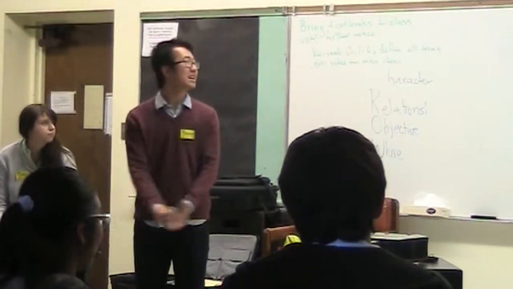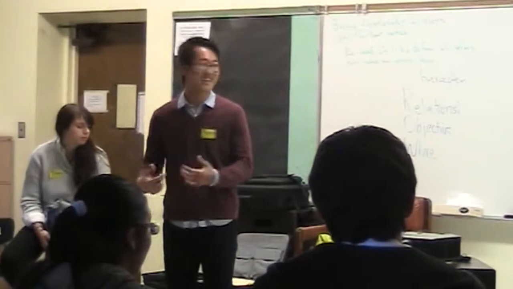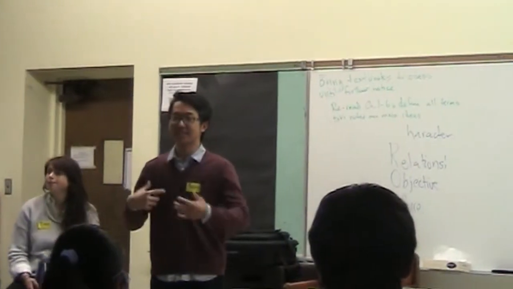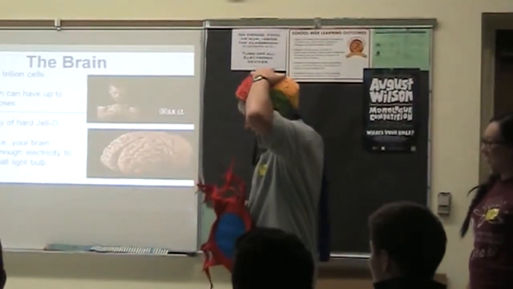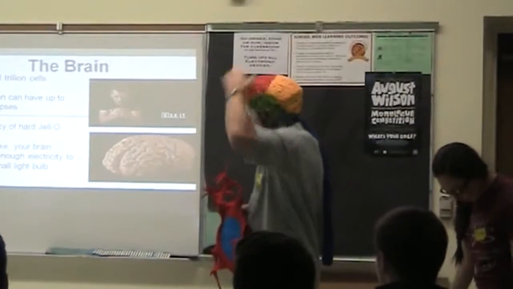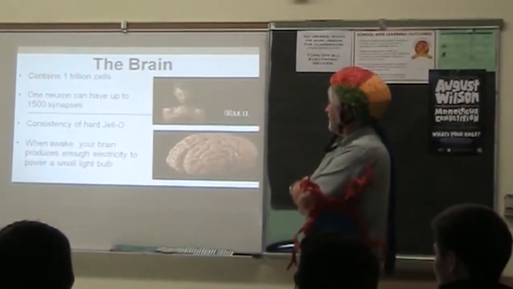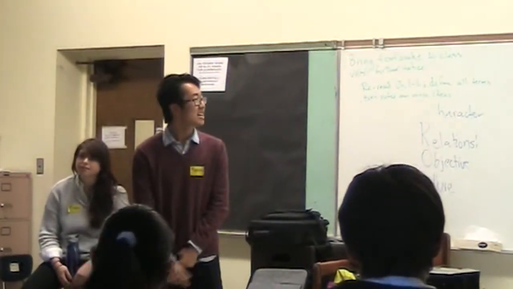So some facts about the brain. The brain contains 1 trillion cells, and that's a lot. And one neuron, or the building block of the brain, can have up to 1,500 synapses. And synapses are connections that different neurons have with each other. So one neuron can have 1,500 connections. Another thing is that the brain has the consistency of a hard jello. So you'll see later on when you break out into different groups that if you want to touch it, you'll see that it has a consistency of a hard jello. And last thing, a fun fact is that when you're awake, your brain produces enough electricity to power a small light bulb.